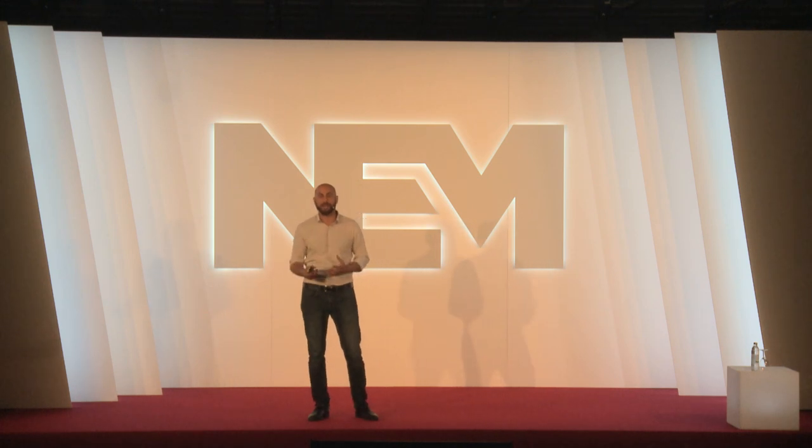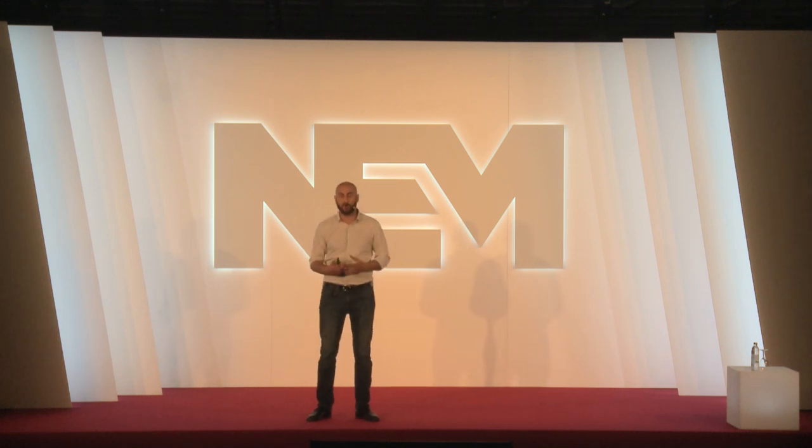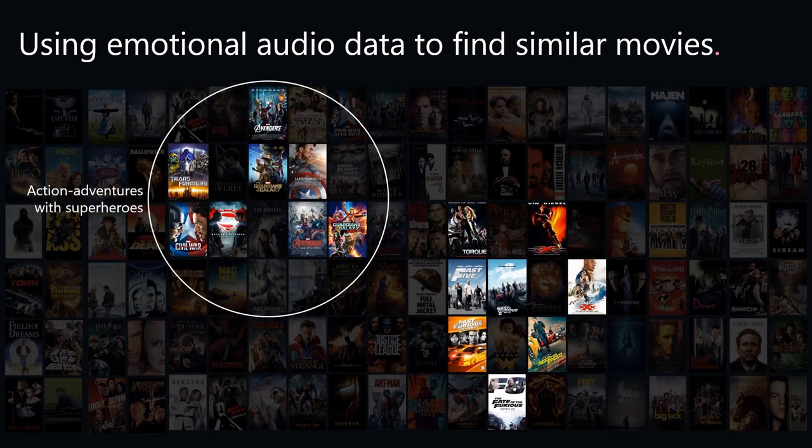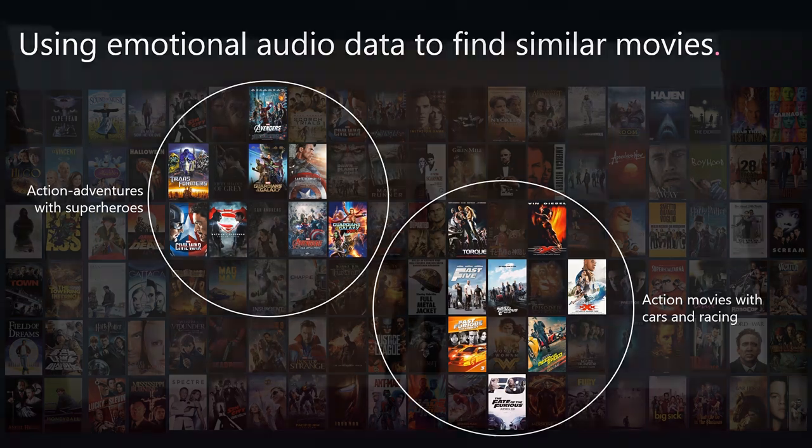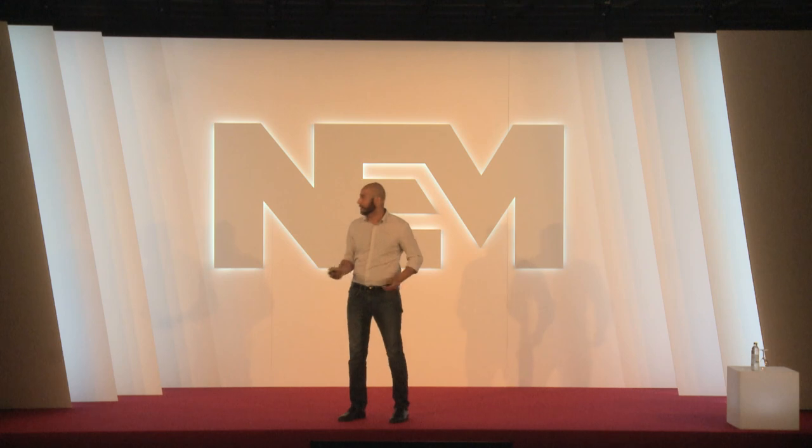But the computer was able to find the similarities between them only based on how humans would emotionally perceive the audio. Then we had movies like Need for Speed and Fast and the Furious and a lot of action and cars in them. They were also clustered together in a cluster. And remember, this is a computer doing all the job by us teaching the computer how we perceive movies emotionally.